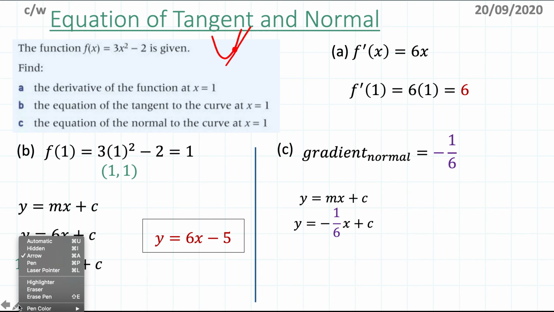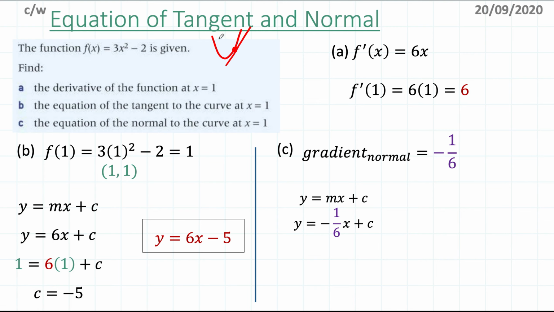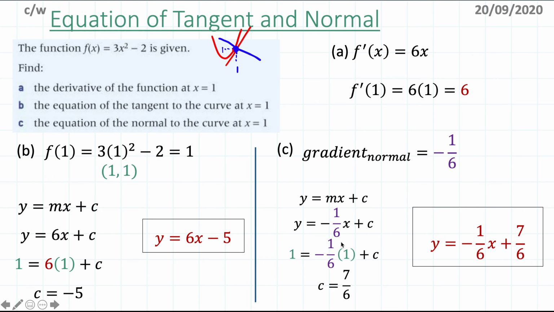I put negative 1 over 6 in here, and keep in mind, even though it's the normal, even though it goes at 90 degrees to my tangent, if I draw this in blue for the normal, it still crosses this coordinate (1, 1). So the normal still goes in there. So with the coordinates (1, 1), I can still substitute in this and find c. I substitute in there, and c is equal to 7 over 6, which means my final equation is just y equals negative 1 over 6 x plus 7 over 6. So it's quite an easy process. It is made simpler by the fact that you know derivatives, so you can find the gradient quite easily.